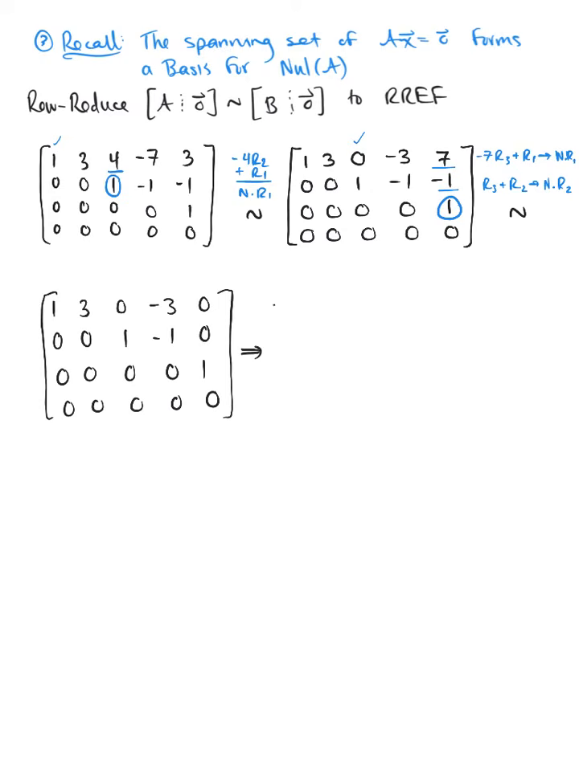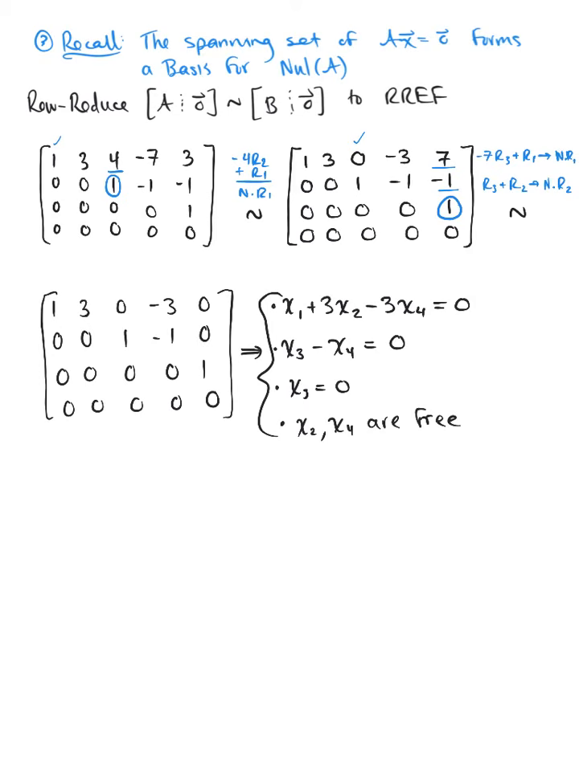This, of course, is equivalent to x sub 1 plus 3x sub 2 minus 3x sub 4 is equal to 0. We can see that our second row converts to x sub 3 minus x sub 4 is equal to 0. We have that x sub 5 is equal to 0. And we'll make a note here to ourselves that x sub 2 and x sub 4 are free.